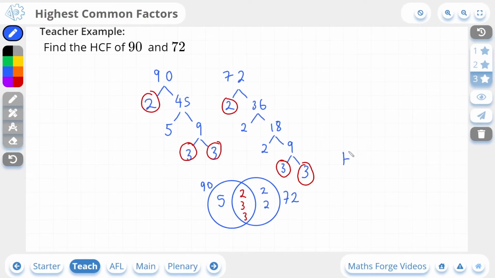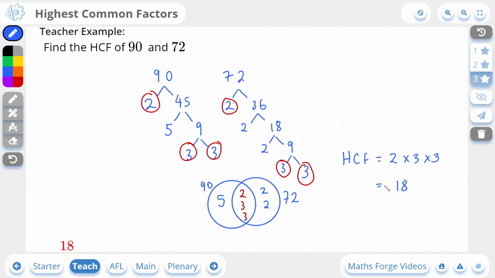And of course, the highest common factor is calculated by multiplying all of the numbers in the central region. So unlike the 1 and 2-star examples, we now have numbers to multiply together. So it's going to be 2 times 3 times 3, which gives us 18. And if we check our answer, there it is.